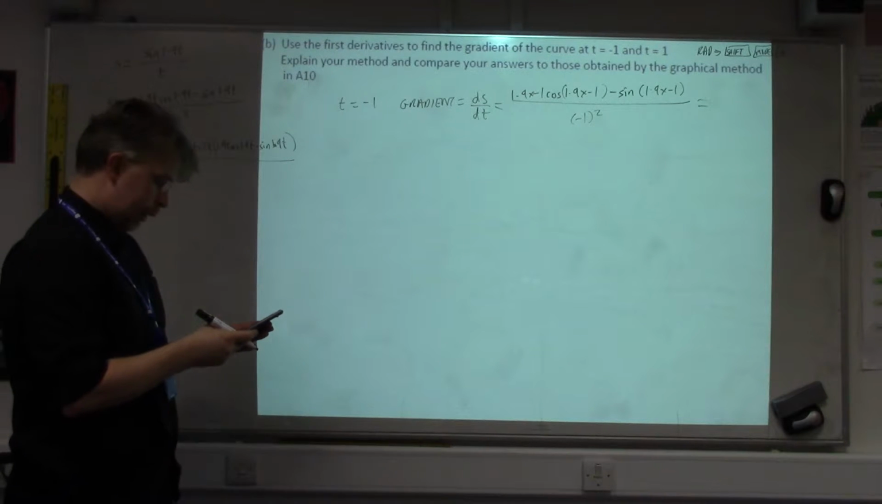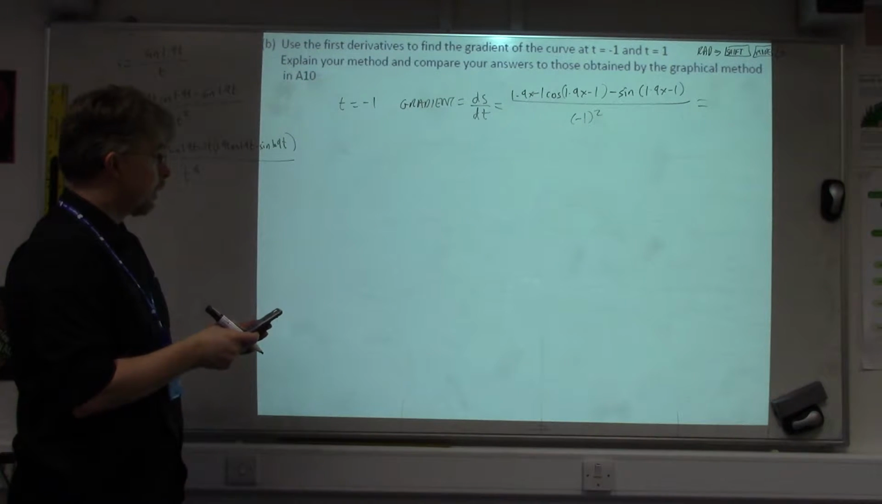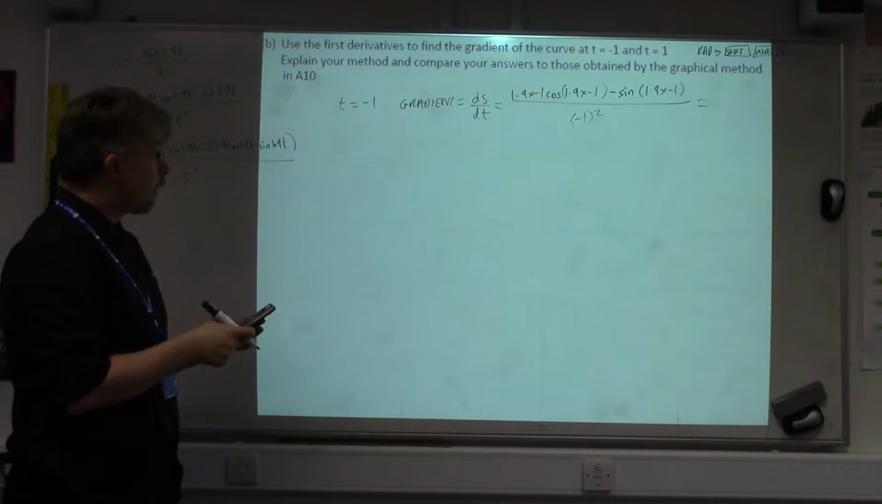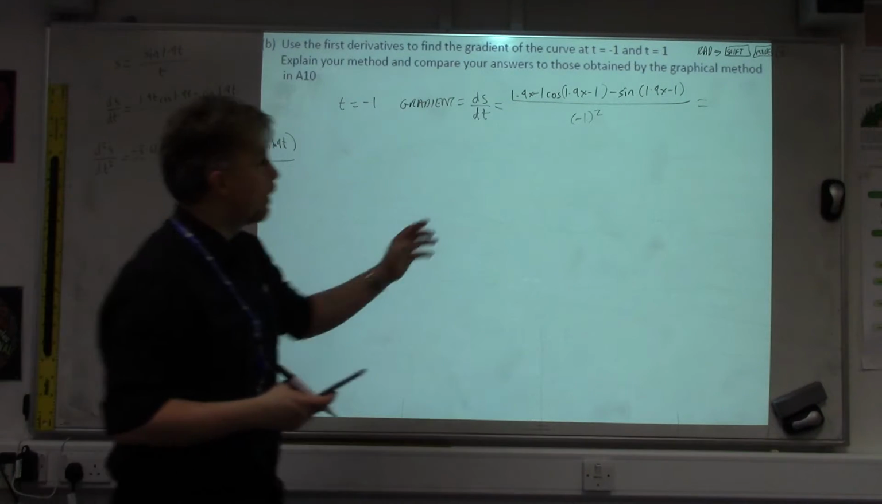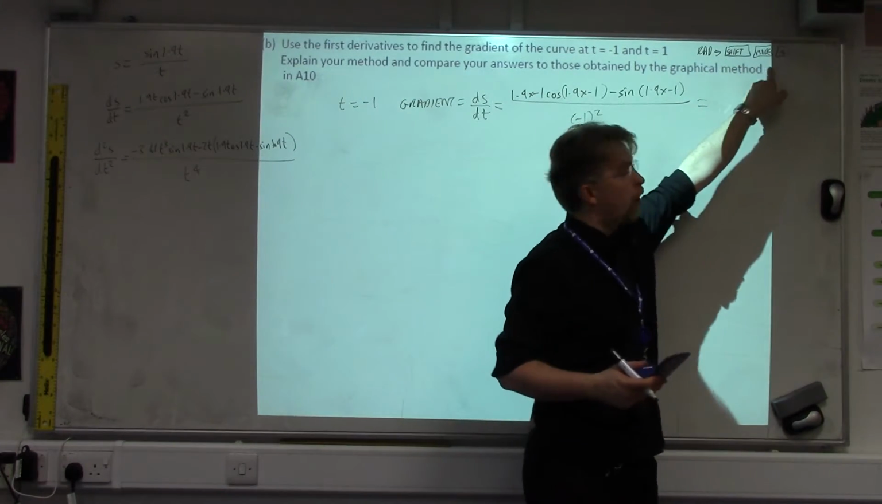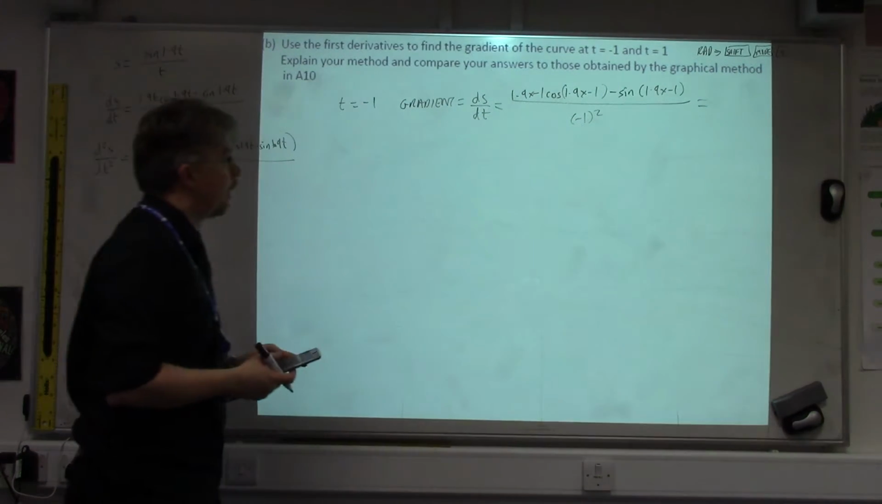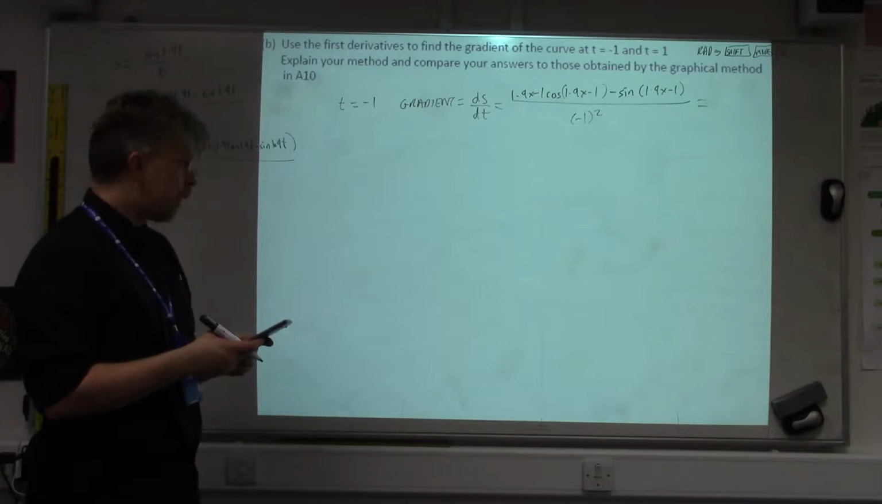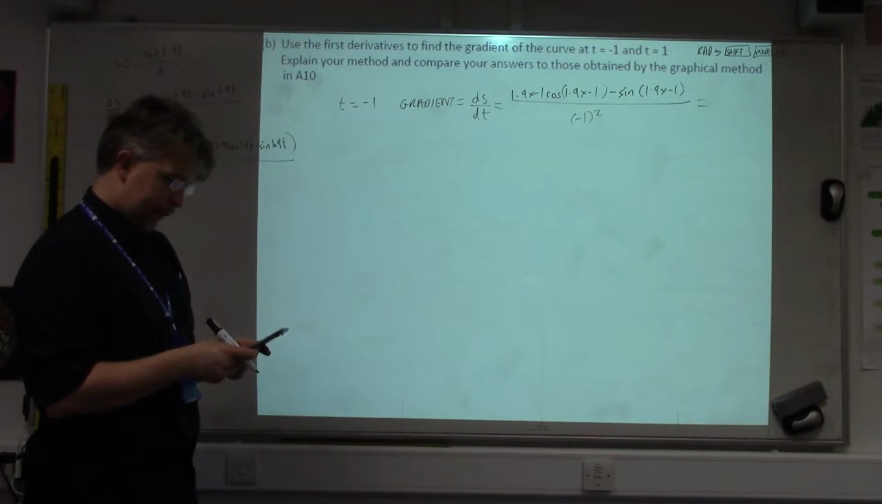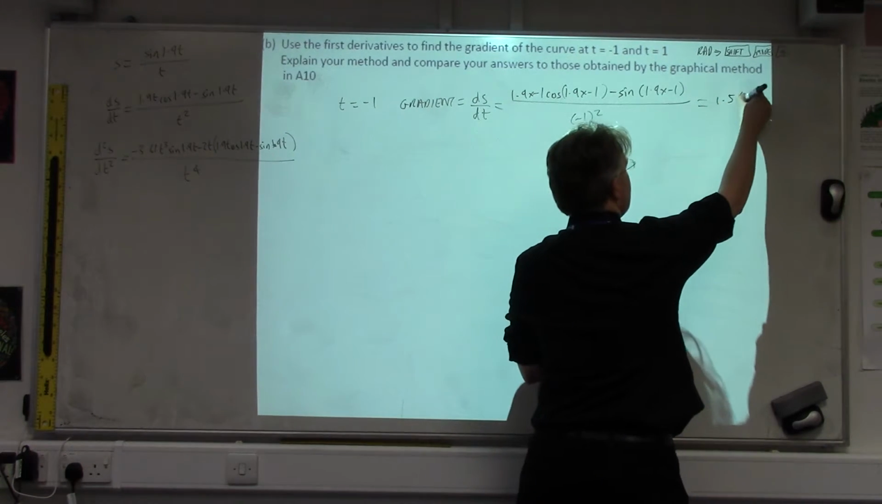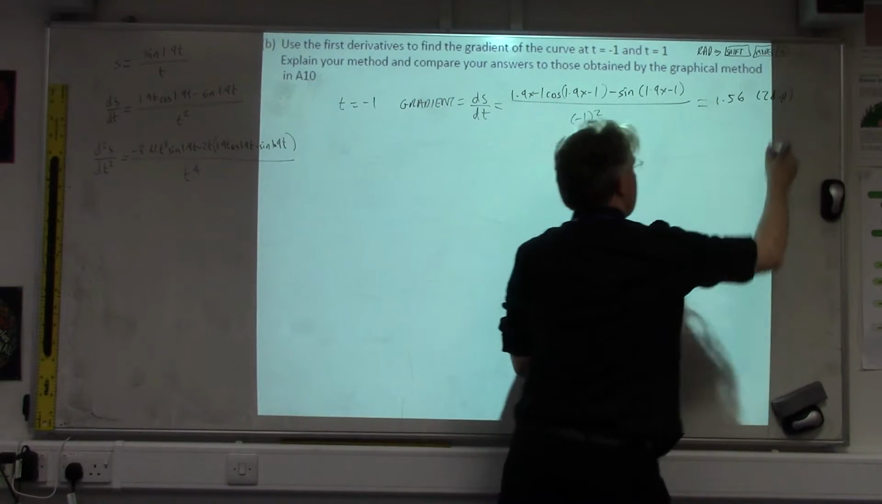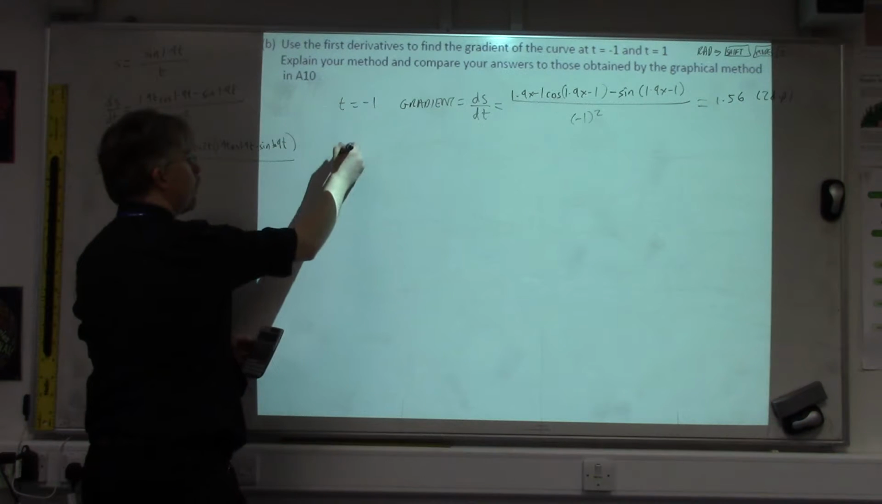Let's do that. Make sure your calculator's in radians. If it's not in radians, put it in radians with shift mode 4. So sticking all that in, to 2 decimal places I get 1.56. And then same again, but t equals 1.